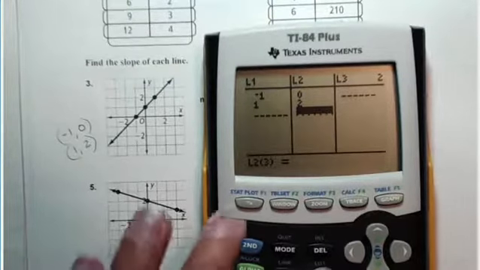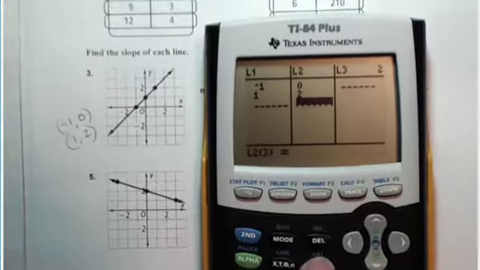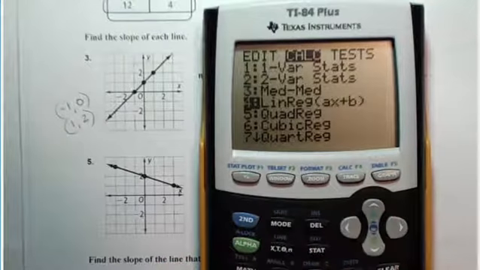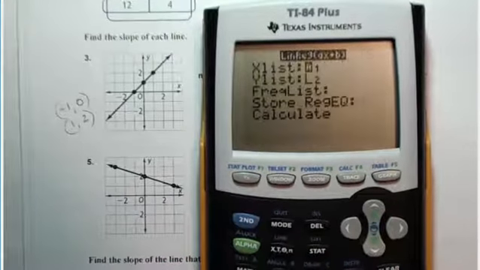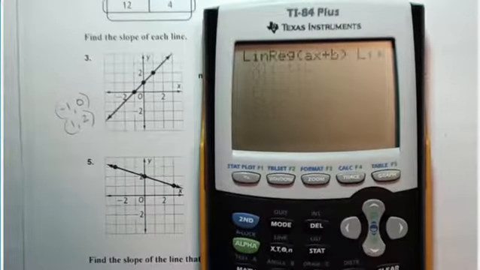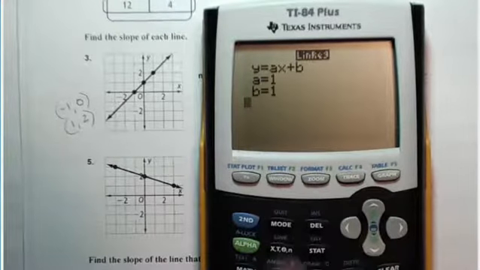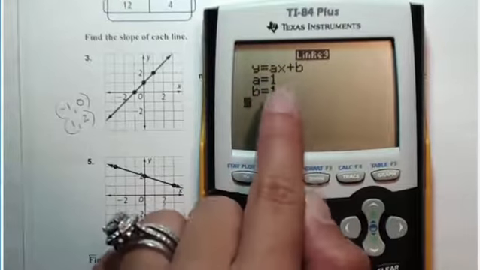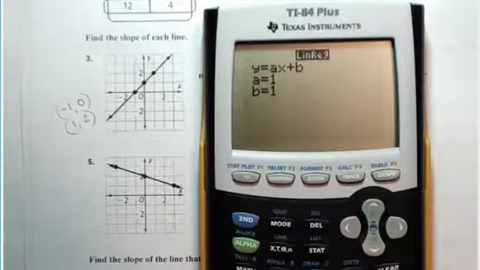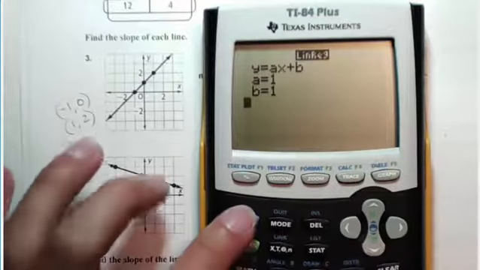So now when I figure out the slope, I'm going to stat, calculate, lin reg, scroll down to calculate, and your answer here for the slope is 1. Your y-intercept is also 1. And look, it crosses over the y-axis at 1. So that's how I would get my equation.